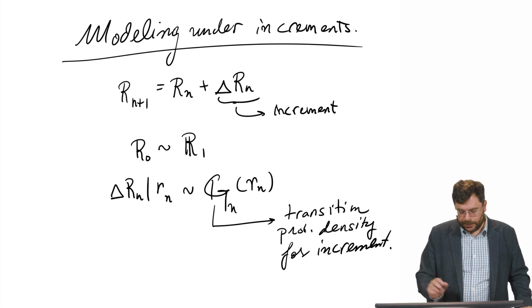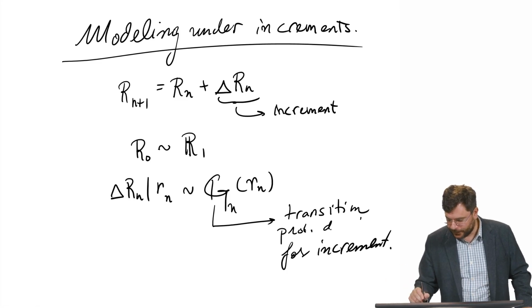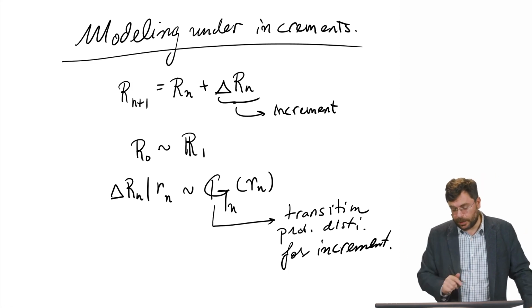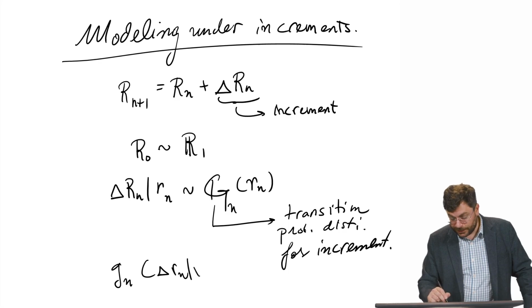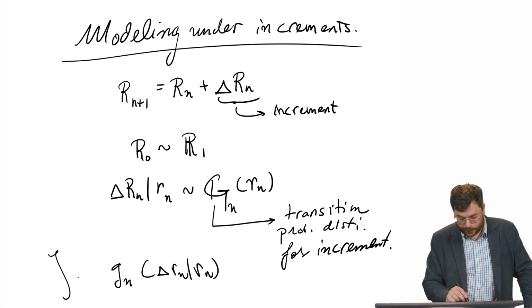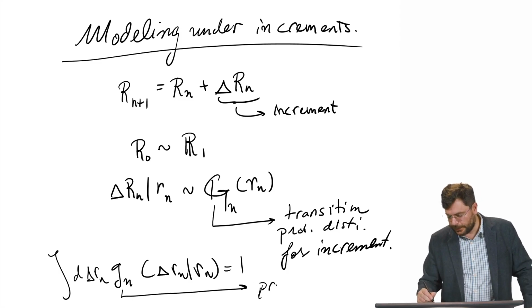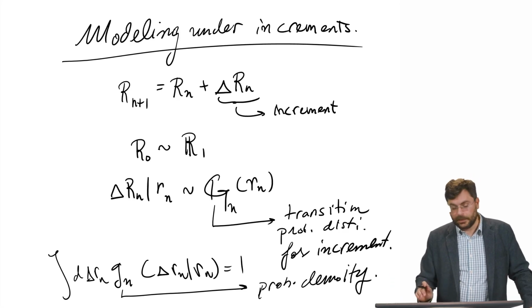I just need to be a little bit careful that this is the transition probability distribution, not density, for the increment. I just have to make sure that the coinciding probability density, so that Gn of delta Rn conditioned on Rn, is normalized over all possible increments. So this would be the coinciding probability density. And that's normalized, like I said, over all increments.